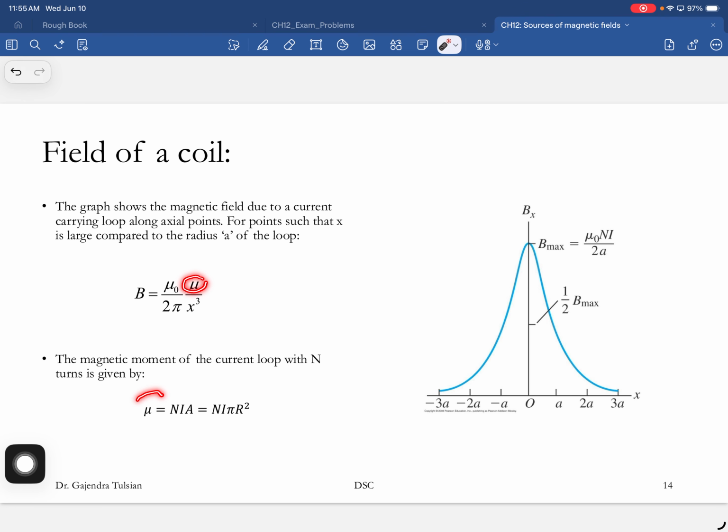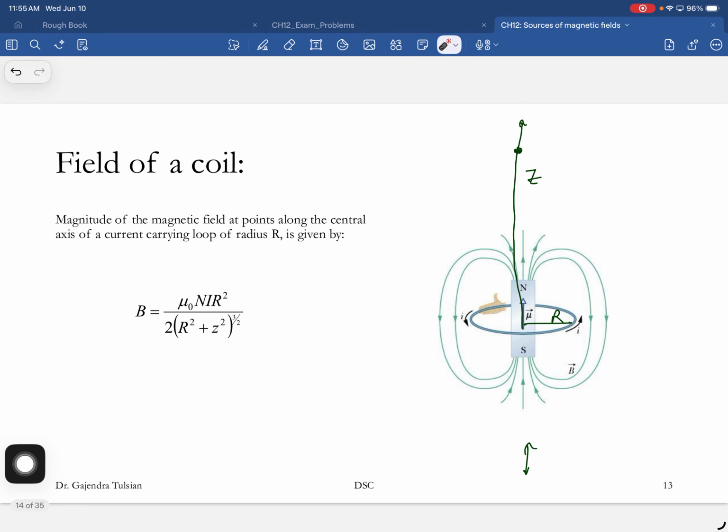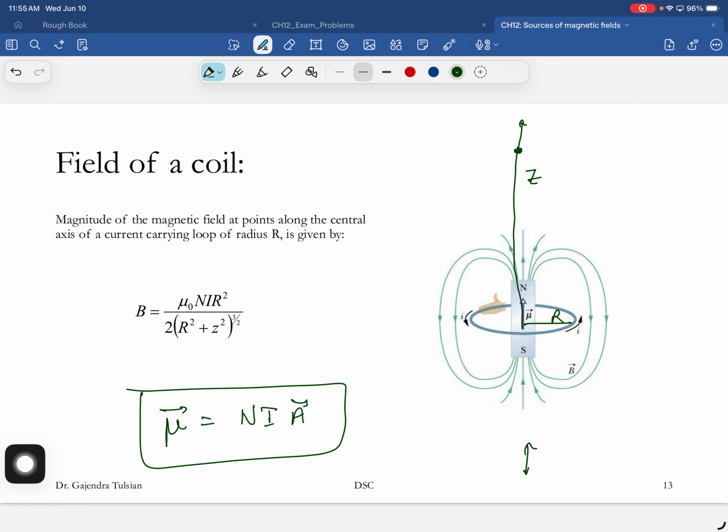Mu just tells you the strength of this magnet. You know, a current carrying loop is a magnet, and how strong the magnet is is given by the magnetic moment. And the magnetic moment, as you saw, is N, the number of loops of wire, times the current, times the area of the loop. So it doesn't have to be a circular loop. It can be any shape. A is the area of the loop. And the direction of the area is, again, given by this right-hand rule. Point your fingers in the direction of the current, and the area vector points in the direction of your thumb.